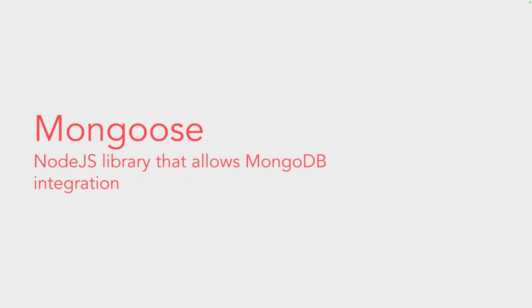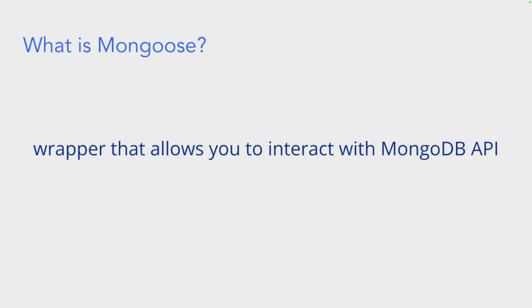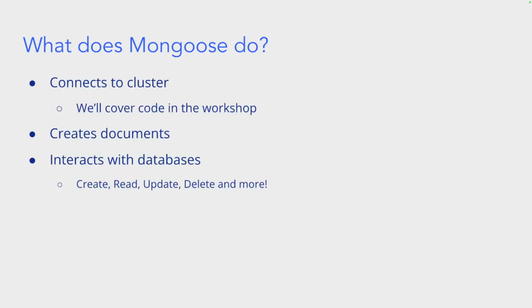We're going to be talking about Mongoose. It's a library in Node.js that allows us to use MongoDB very easily. And it's what's actually going to ensure that all of our collections have documents that are structurally the same. It's a thin wrapper around the MongoDB API, and it's going to connect to a cluster. It lets us create documents, and it lets us interact with the database. So make documents, update them, delete them, that sort of thing. We're going to go over the code for connecting to our cluster as well in the workshop. But for now, you can think of it as boilerplate code that you have to write for any app using MongoDB Atlas and Mongoose.